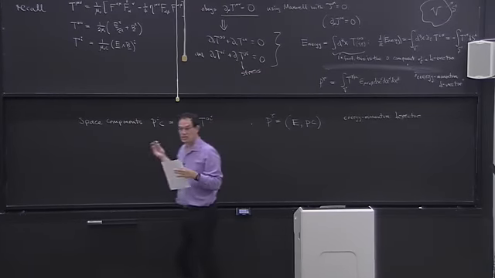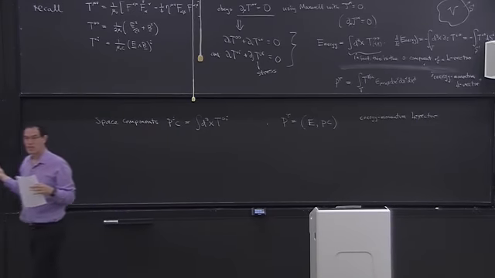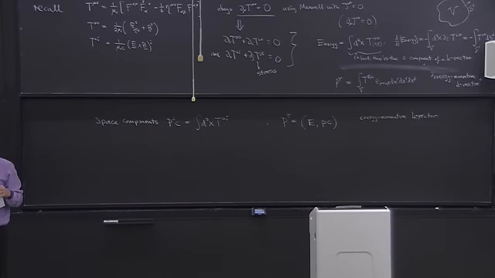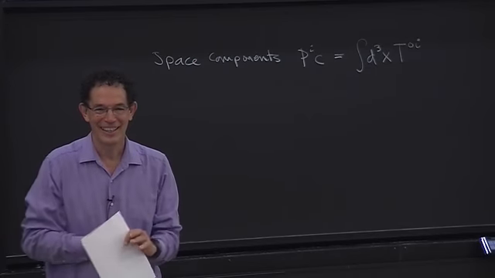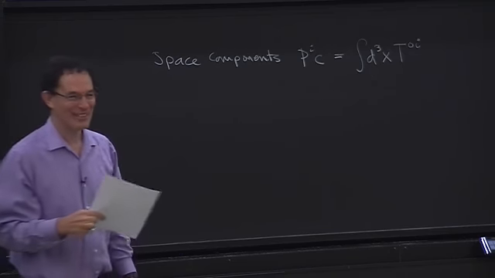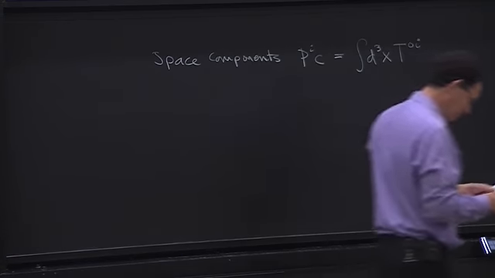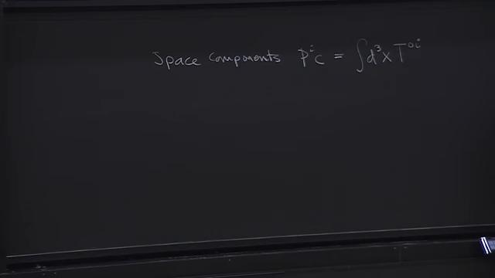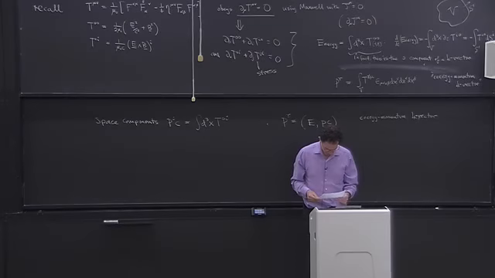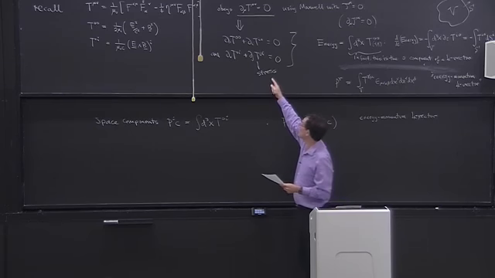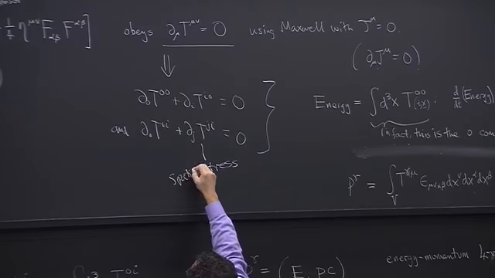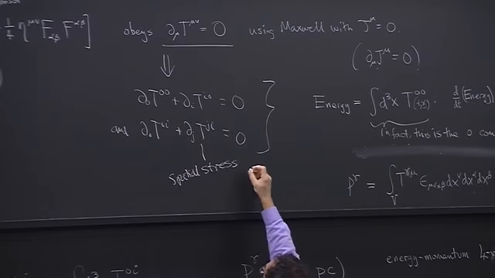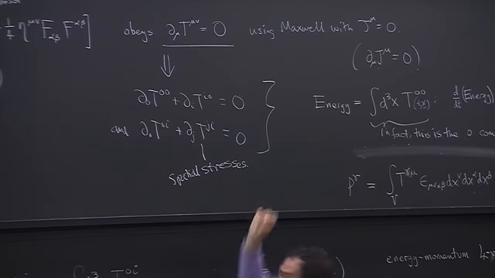And the converse is if you don't have stress, you can't change momentum. Okay? So unfortunately, stress is a necessary aspect of motion. Stress is necessary to motion. So T^{ij} is called the stress, the spatial stress, the tensor of spatial stresses. Okay?